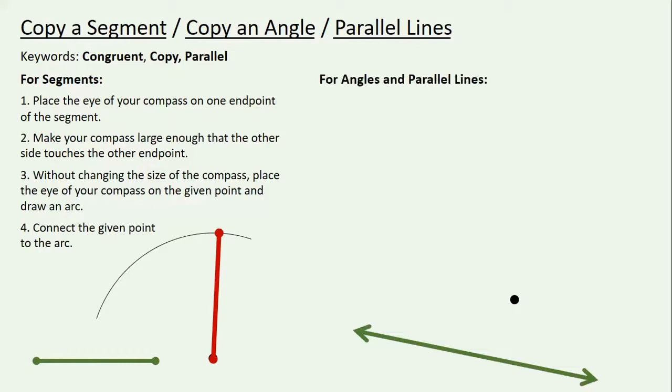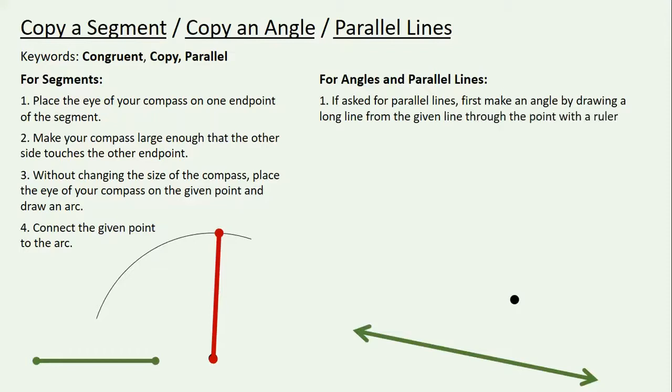Now, let's talk angles and parallel lines. If you are asked for parallel lines, your first step is to make an angle by drawing a long line from the given line through the point with a ruler. We're going to be copying this angle. Now notice, if you were asked to copy an angle, you'd already be given one.